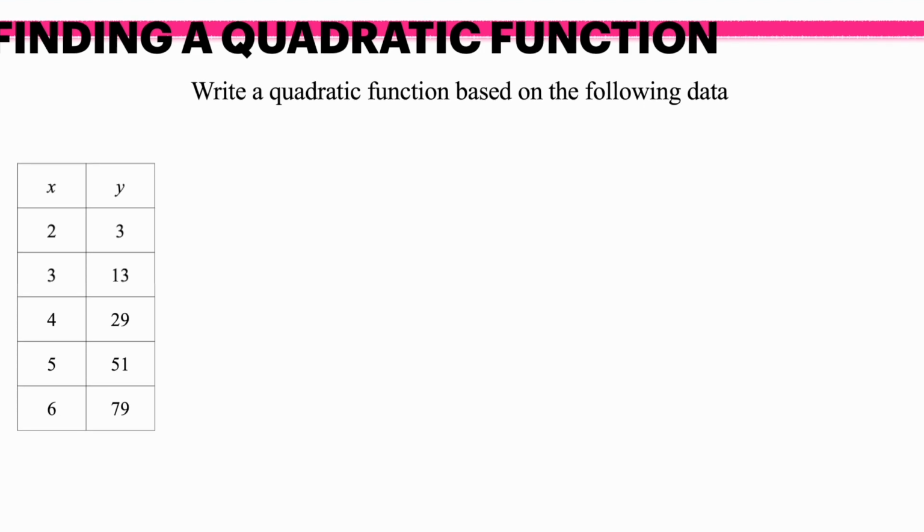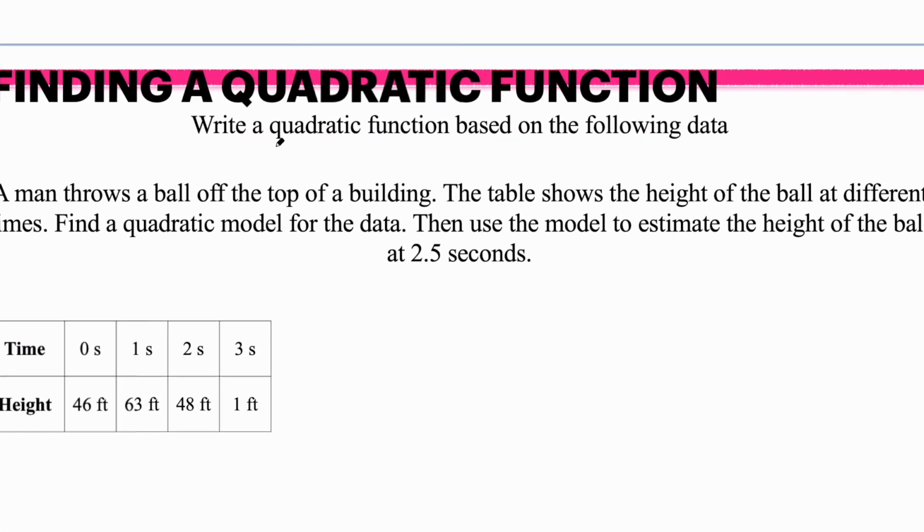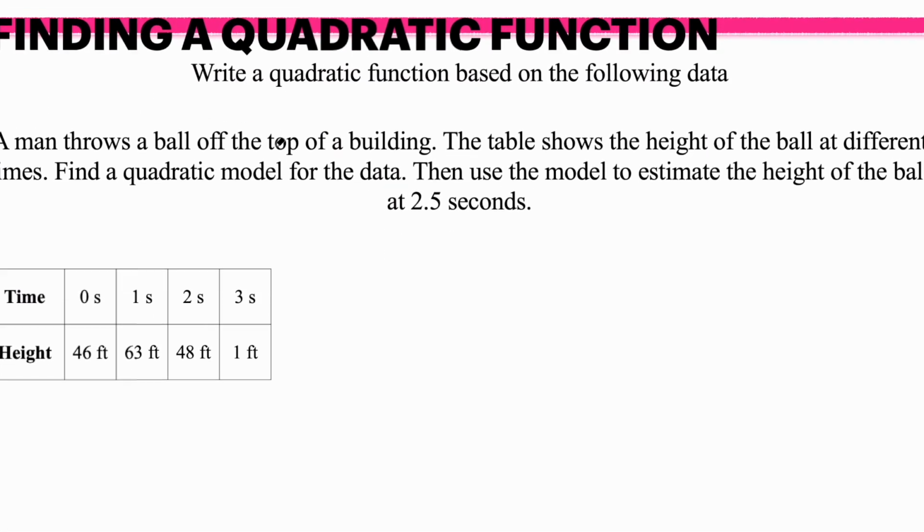So therefore my equation is 3x squared minus 5x plus 1 would be considered the quadratic function based on that data. So we're going to do it one more time. Find a quadratic based off of this data.